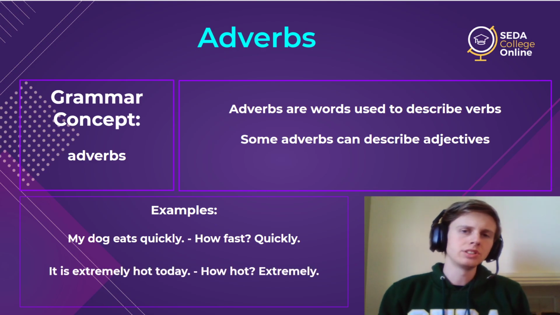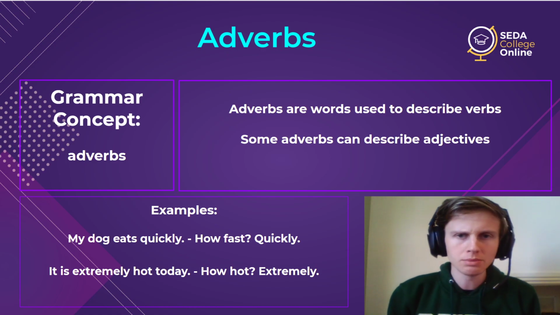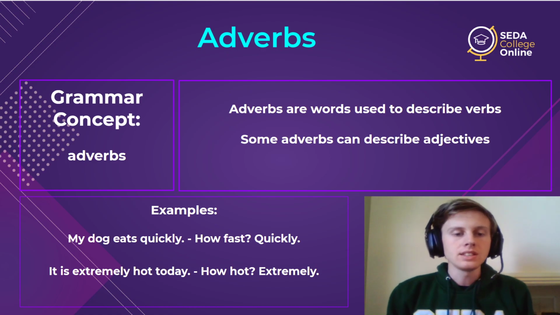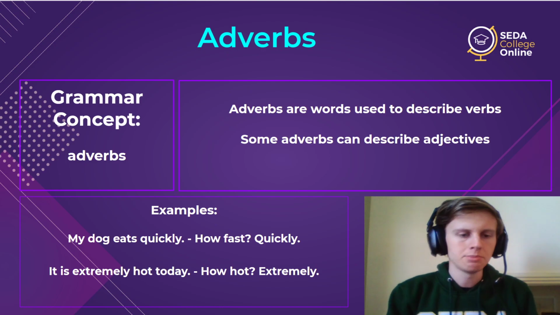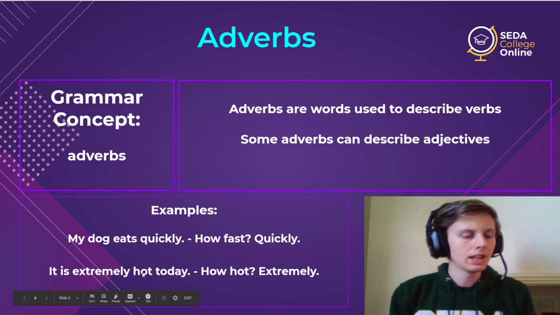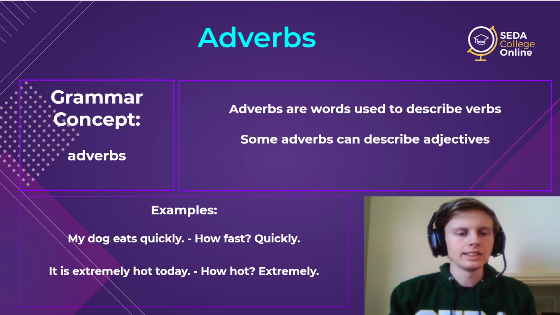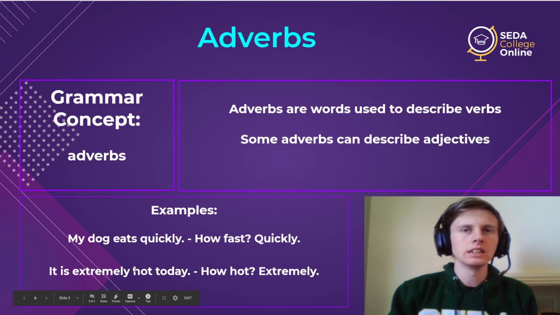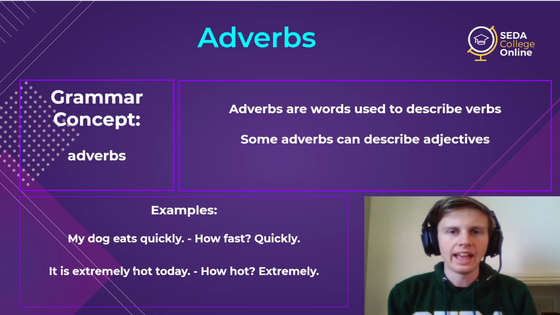Another example is how they can describe adjectives, actually. So I can say something like, it's extremely hot today. And in this case, we're not describing the verb. The verb has nothing to describe. I'm actually talking about hot. And so how hot is it? Well, it's extremely hot. So in this case, I'm adding a little bit more degree or emphasis on the adjective.